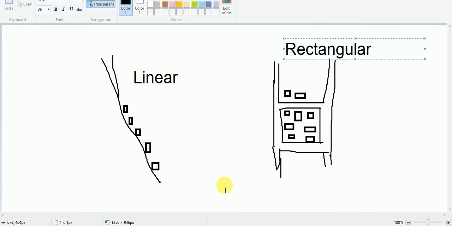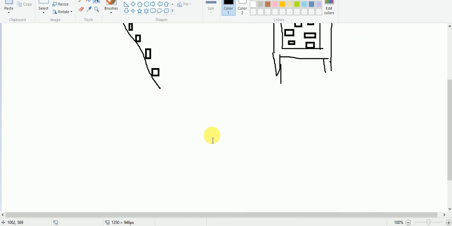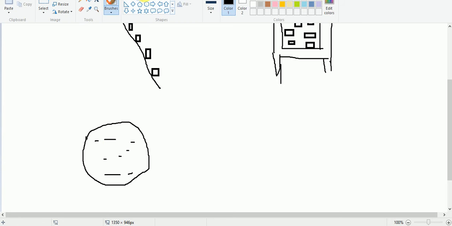Okay, so let us say in circular pattern, there may be a lake or maybe a village tank. Let us say this is a lake, and around this lake the houses are built, thus forming this circular pattern.